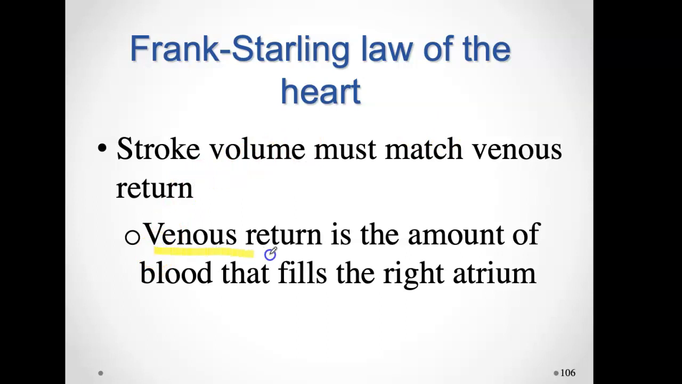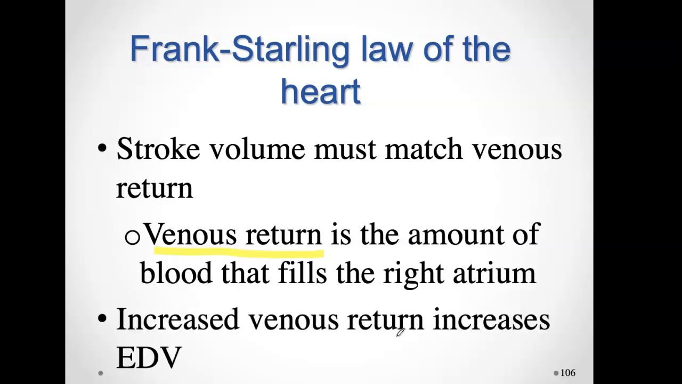Venous return is defined as the amount of blood that fills the right atrium and will come down into the right ventricle, and will fill both ventricles. So venous return is the amount of blood that is coming into that atrium that will then eventually be ejected, and the same goes for the left side of the heart. So, in conclusion, increased venous return increases end diastolic volume, right? And if you have more diastolic volume, you must contract more forcefully.